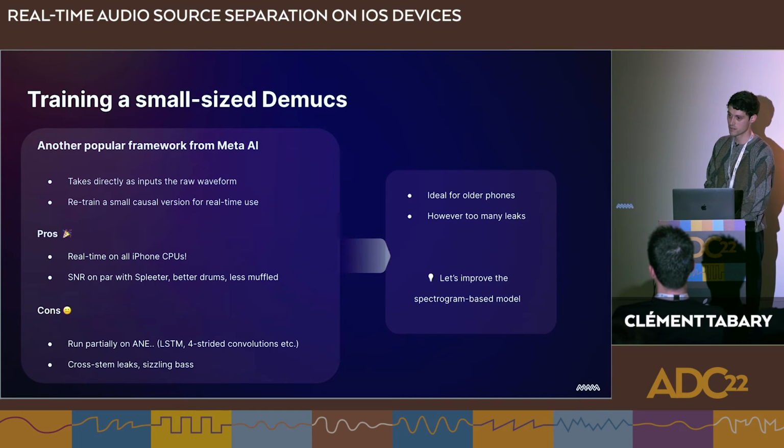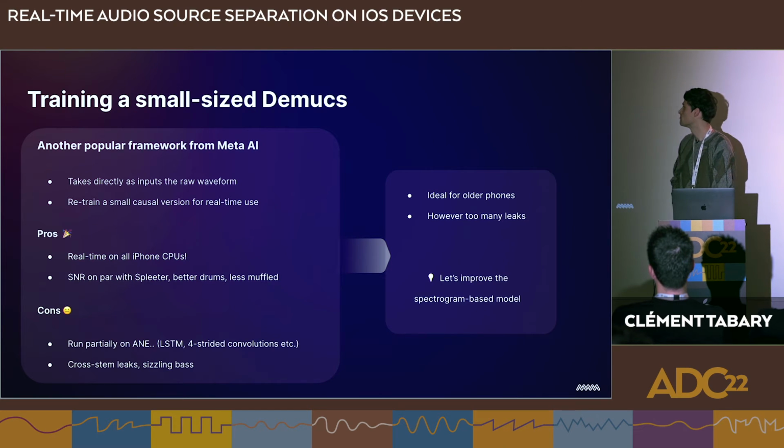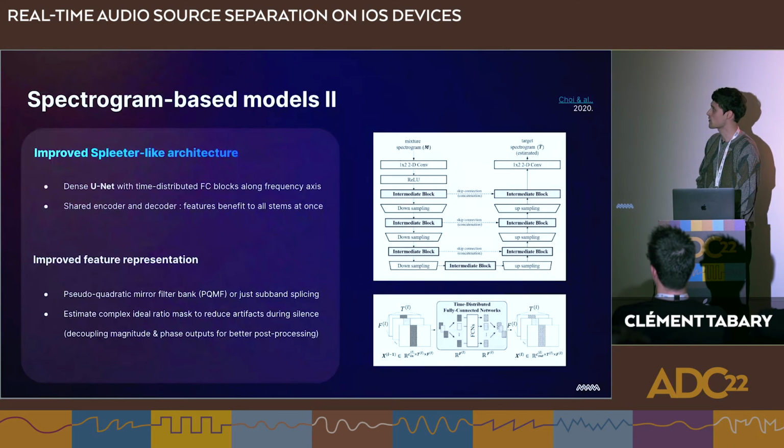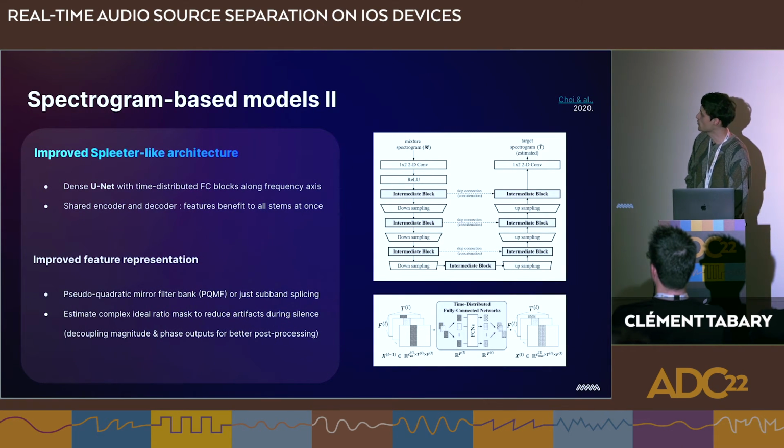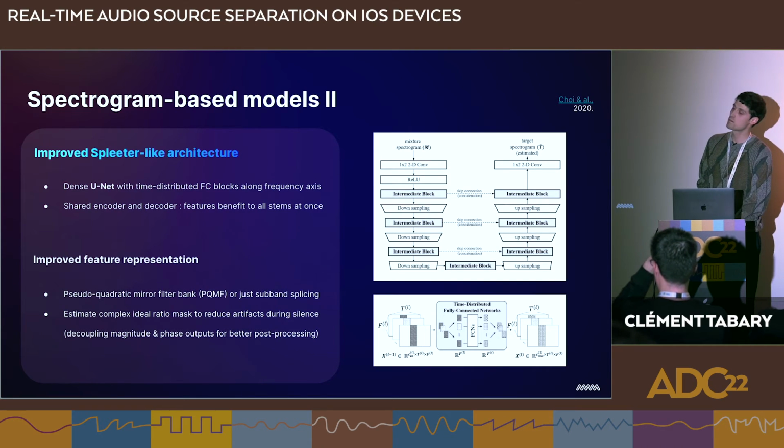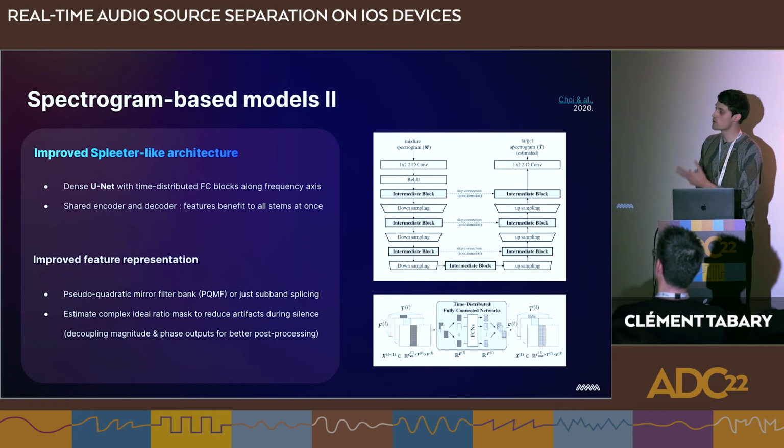However, there's still too many leaks, and we don't take advantage of the A&E. So we went back then to the spectrogram-based models. So we went for a Splitter-like architecture. Two main improvement directions were done.